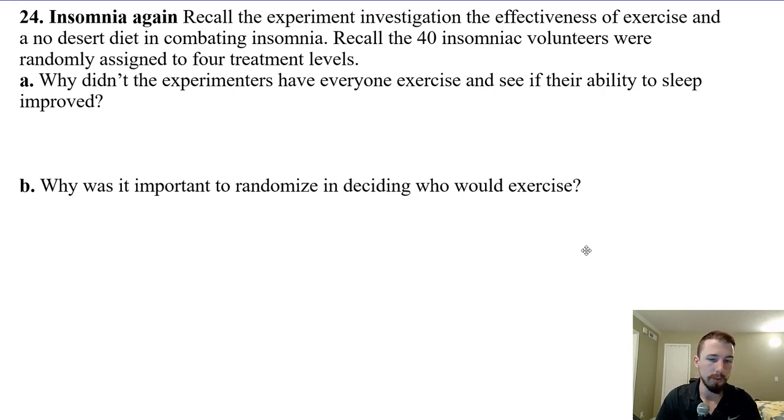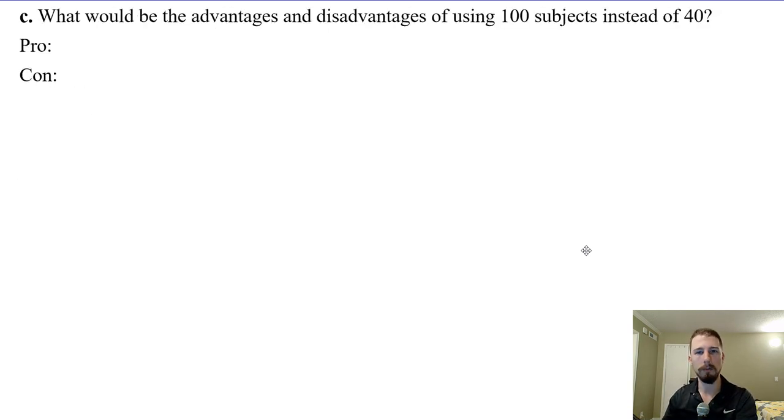Why is it important to randomize in deciding? So the whole point of randomization and sampling is to reduce bias. The whole point of randomization in an experiment is to be able to control for outside lurking variables that might cause some issues. So for instance, if we just let people choose whether or not they wanted to exercise, then maybe our more athletic people who always exercise, maybe they tend to have better sleep because they're tired because they exercise. I don't know. And so that would mess up our results, where we wanted to say that it was the exercise, not just what happens among people who are in the habit of exercising.